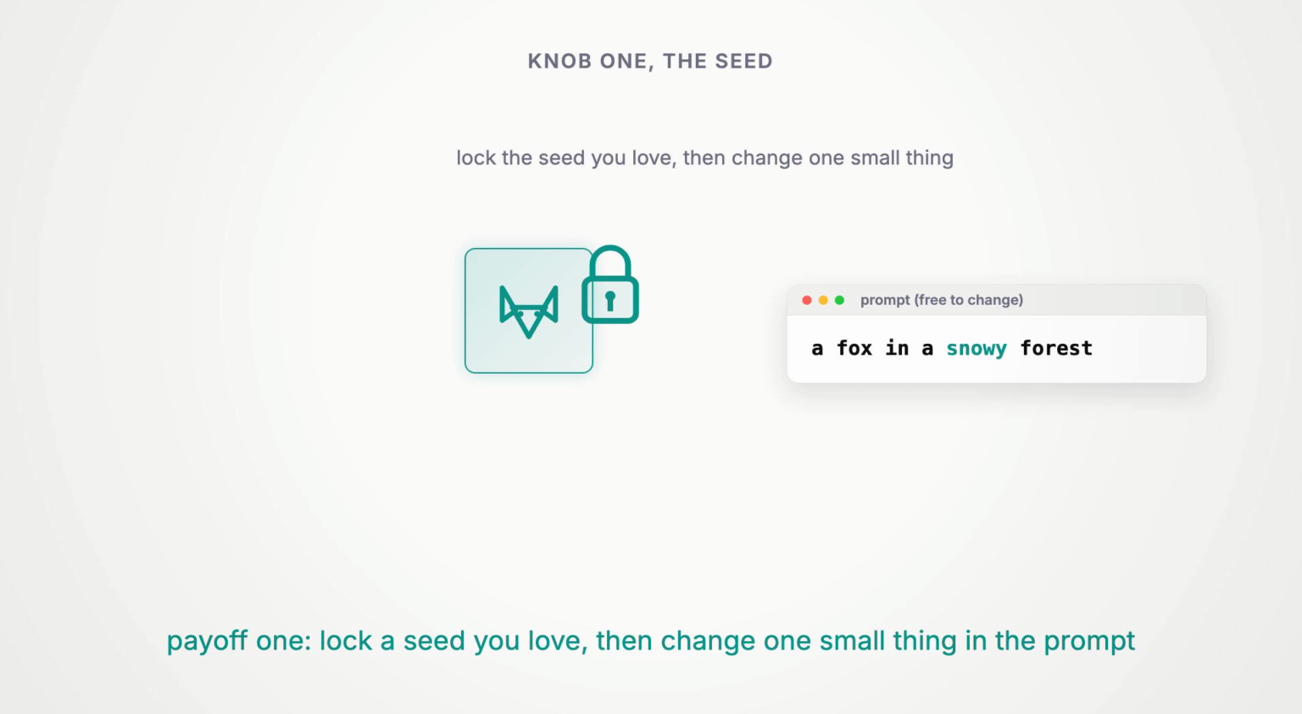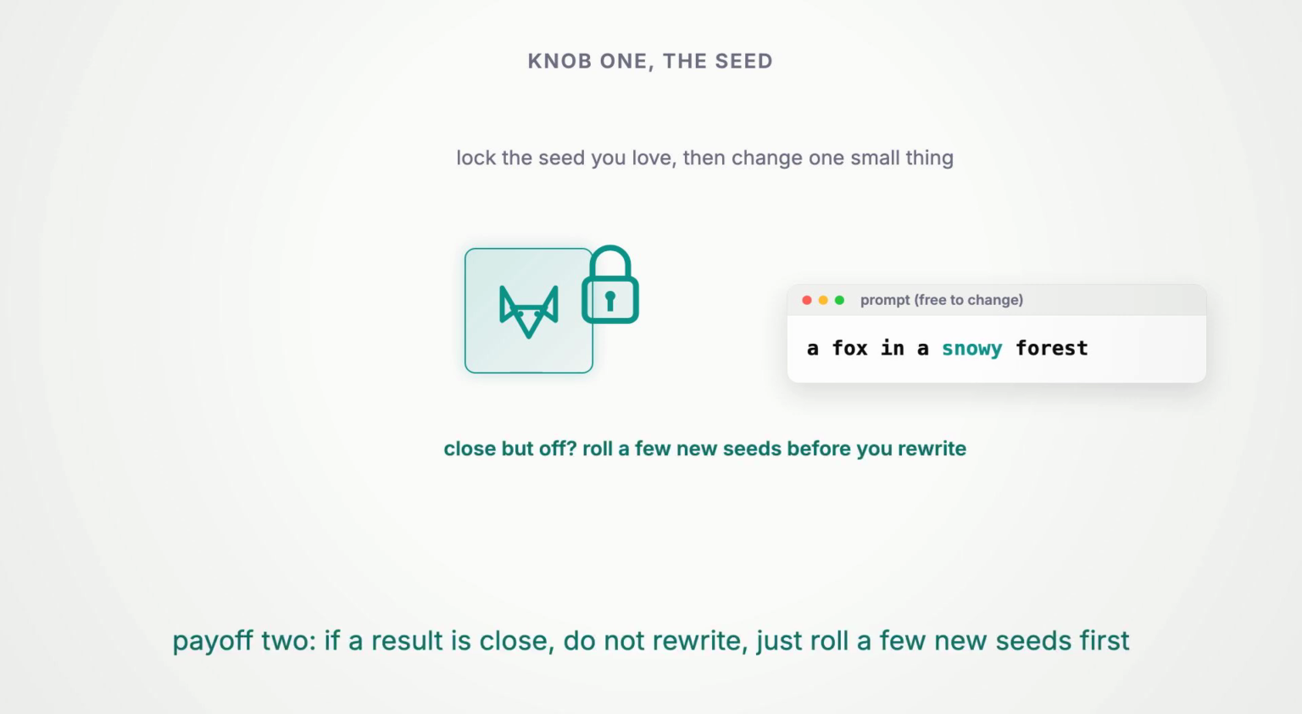1. When you finally get an image you love, lock the seed, and now you can change one small thing in the prompt and keep almost everything else. 2. If a result is close but slightly off, do not panic and rewrite everything. Roll a few new seeds first. You are not editing the picture. You are choosing a different place to start the walk.